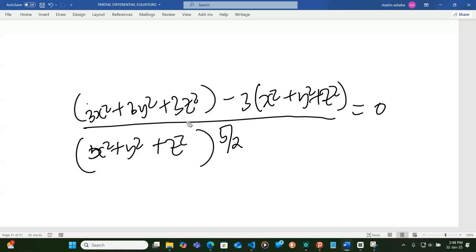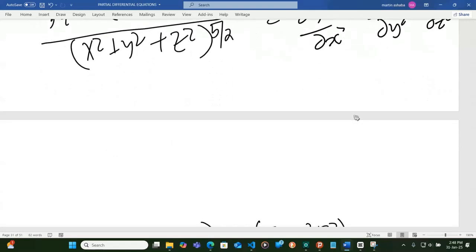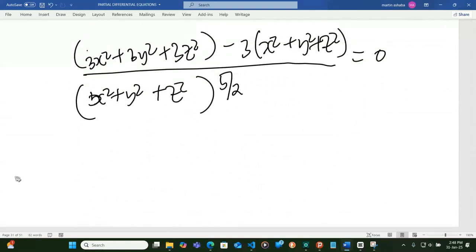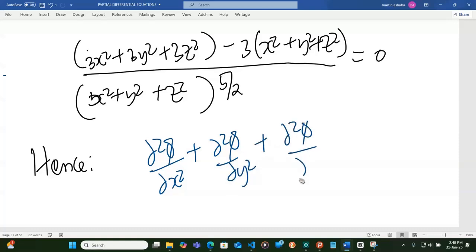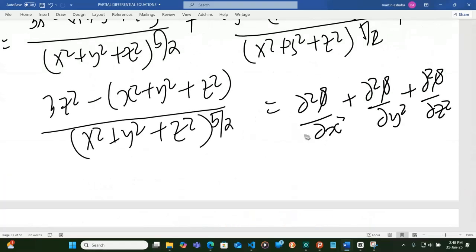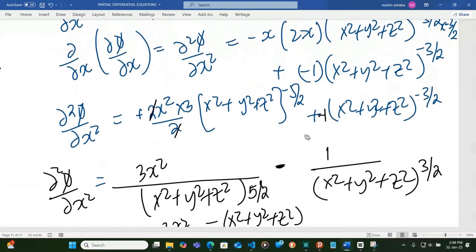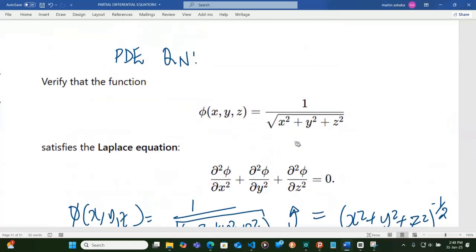Therefore, since this is the same as del 2 phi by this, hence del 2 phi del x squared plus del 2 phi by del y squared plus del 2 phi by del z squared is equal to 0, and it has been proven. So this is how you can deal with such a problem, while talking about partial differentiation or partial differential equations.